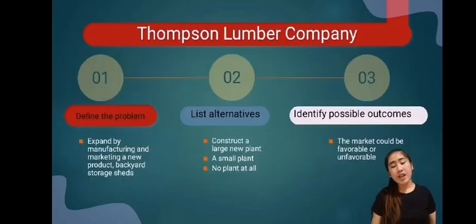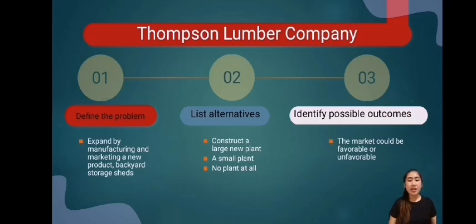So, in order for us to understand better, let's use Thompson Lumber Company as an example. John Thompson is the owner of the lumber company. This is a profitable firm. So, number 1, he identifies whether to expand his product line by manufacturing and marketing a new product, backyard storage sheds.